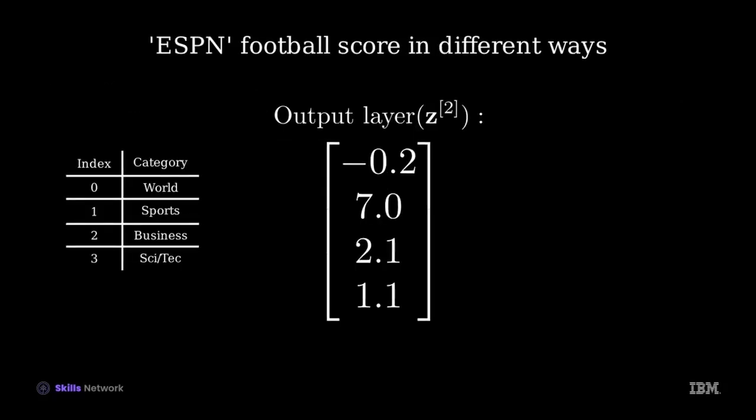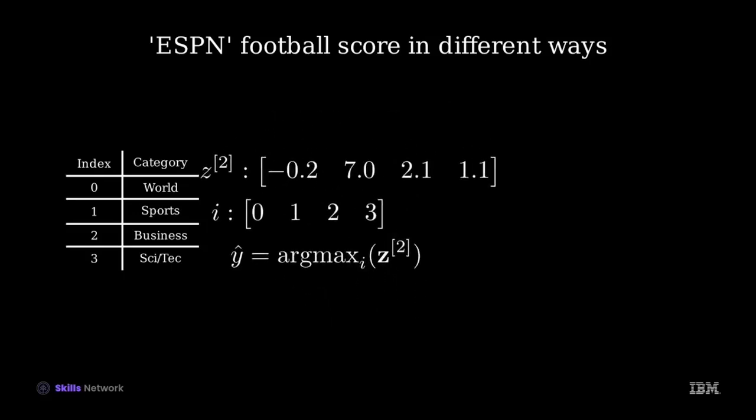To determine the class of an article, you're going to input the logits from the output layer into the argmax function. The argmax function identifies the index of the highest logit value, corresponding to the most likely class. Here, the argmax function selects index 1, which has the highest logit value of 7. This indicates that the network classifies the article as belonging to the category associated with index 1. This corresponds to the article class of sports.